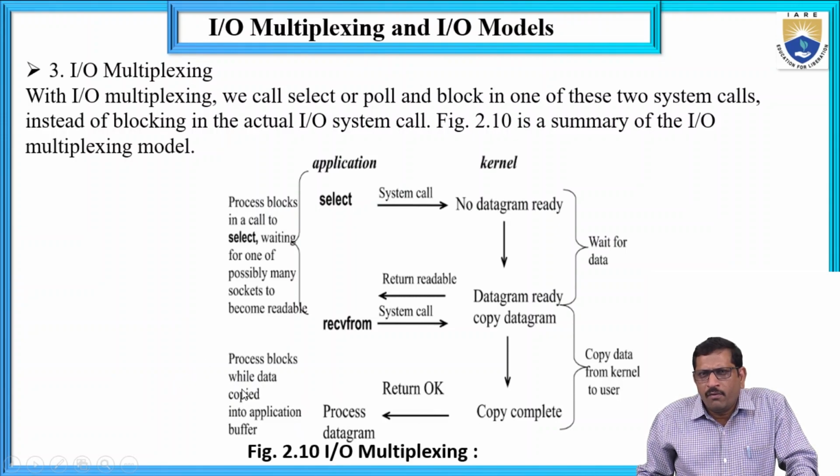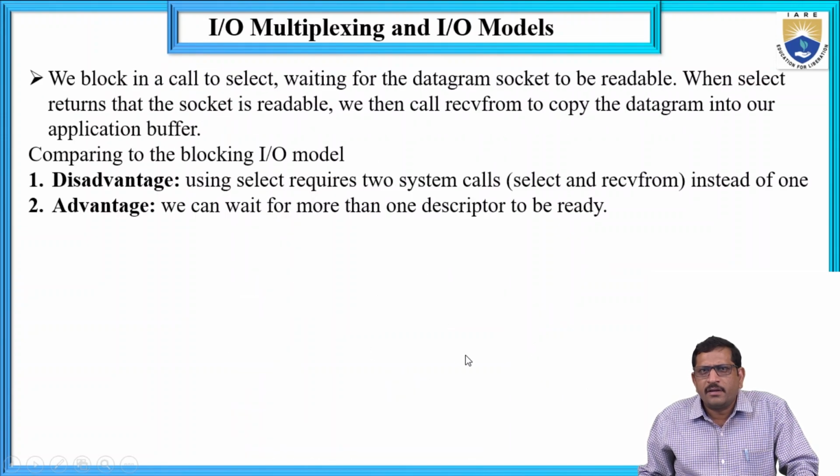The process blocks while the data is copied into the application buffer. Once processing is completed, the data can be stored in the application buffer. Here we block in a call to select, waiting for the datagram socket to be readable. When select returns that the socket is readable, we then call recvfrom to copy the datagram into our application buffer.